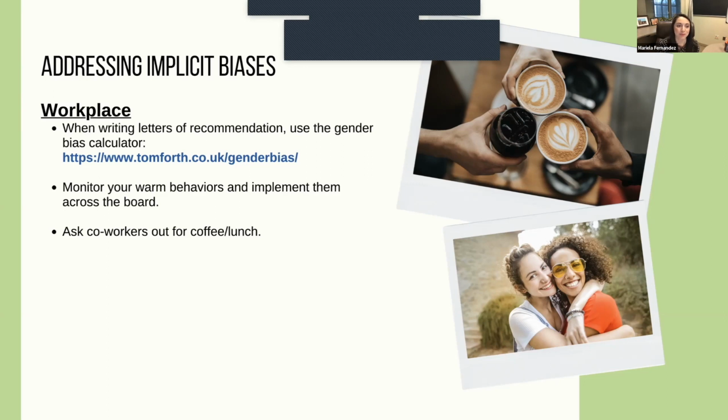Other things that might be a little more difficult to do are warm behavior, right? Making sure that you do that across the board. And finally, people within your organization. Are there people that you don't know very well? Asking them for lunch or coffee would be a good idea. For some of the men, you might not feel as comfortable reaching out to a female coworker. I will say this does not have to be all one-on-one. If it's better to do it in a group, definitely do it as a group.